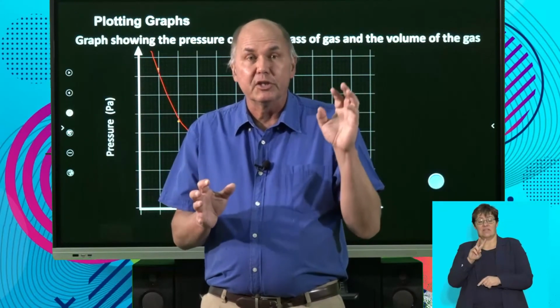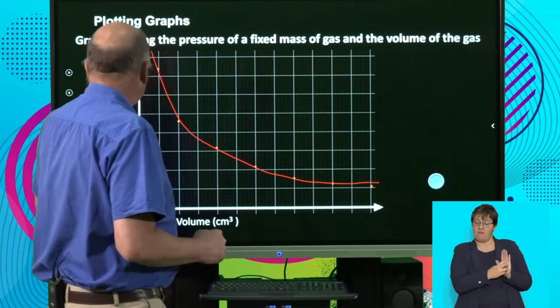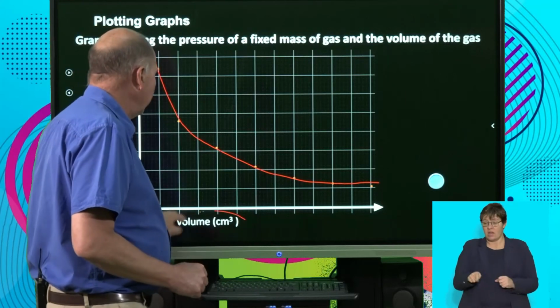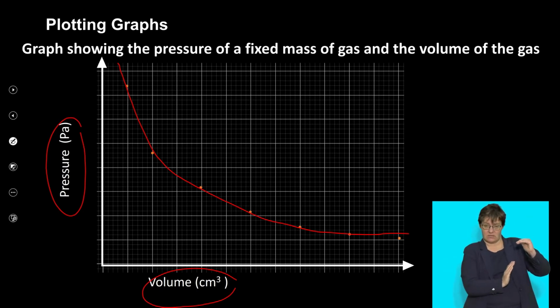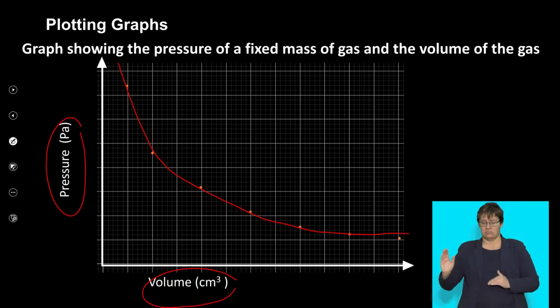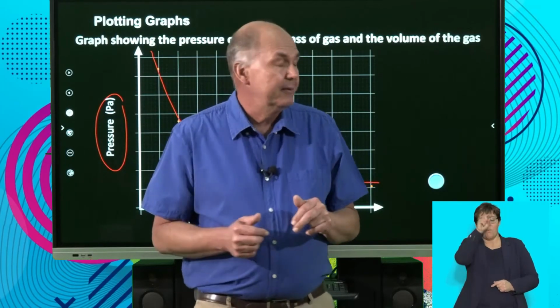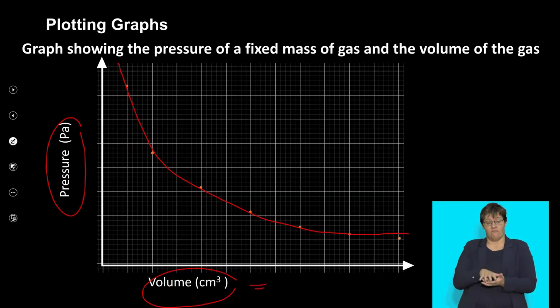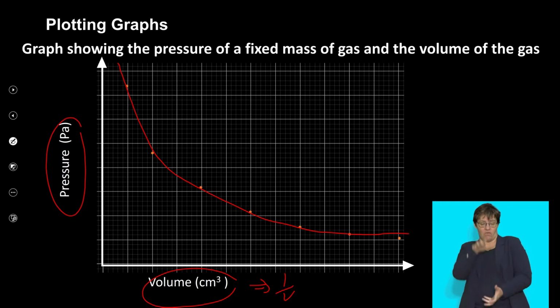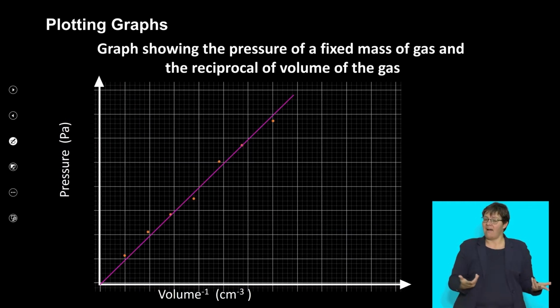Here we're not going to just take the graph of pressure against volume, because we can see that as the one is increasing, the volume is increasing, the other is decreasing. It looks like as the one goes up, the other one goes down. Let's rather take the reciprocal of the one. That means 1 over. So I'm going to take volume and change it to 1 over volume. And if I do that, look what I've got.